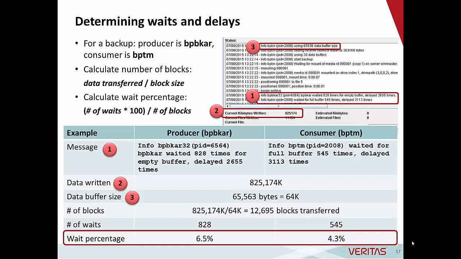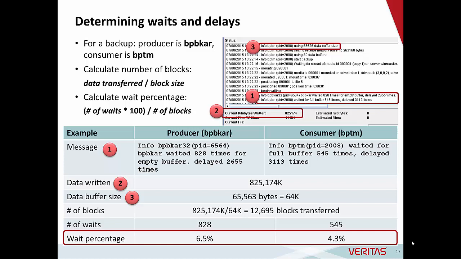Taking a look at that compared to the number of waits, we see a significant number of waits on both sides. The producer spent 6.5% of the time not being able to send data. The consumer spent a fair amount of time waiting for data. In this case, where we see waits on both sides, that starts to make us suspicious about the network. It seems like the client wants to send data, the media server wants to receive the data, but they're both sitting around waiting. So in this case, we're thinking it's the middleman.